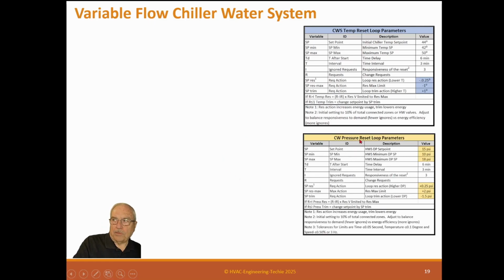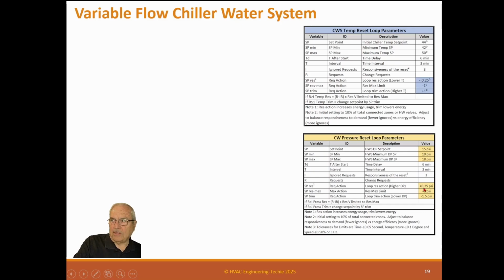This is the chill water pressure reset loop parameters, which are the same as the previous variable flow primary secondary chillers, but this is a variable flow chiller, but the pressure reset is the same. So our set point is 15 psi, our range is 10 psi to 18 psi. We have a 6-minute deadband, just like all of them. We're at a 3-minute interval, because that's what we've established. We have an ignore request of 3, and remember that's 10% of our connected coils. And we're going to reset our static pressure every time.